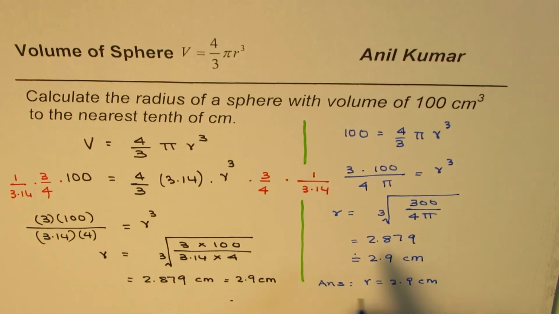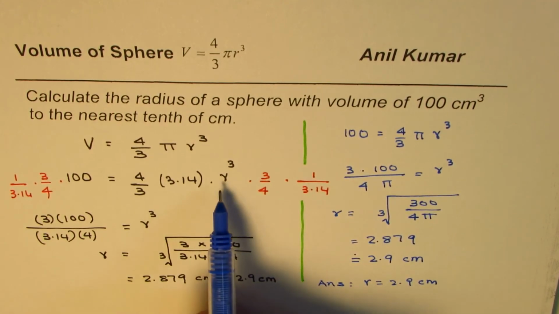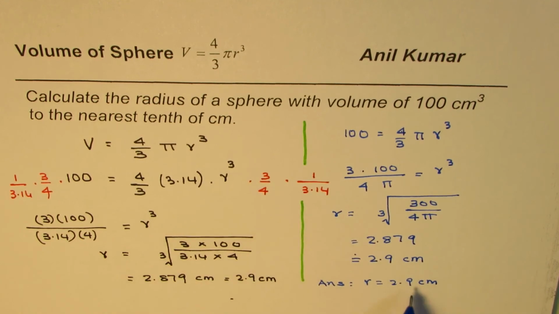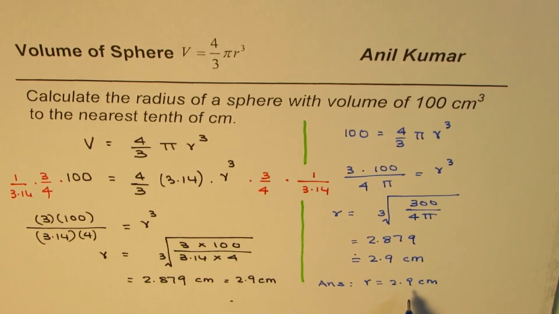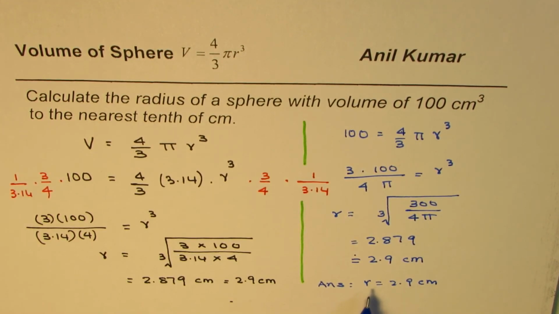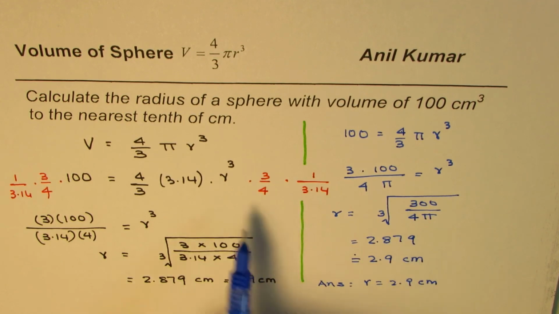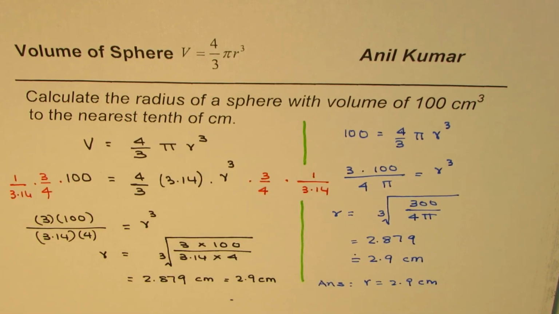Now we've done the reverse calculation to find the radius, but you can check how close the volume is if you use this approximate value, right? It may not be 100. Since we rounded it higher, we expect a slightly higher volume when you calculate volume from this radius of 2.9. But I hope the steps are clear to you, how to do reverse calculation to find the radius of a sphere when volume is given to us.